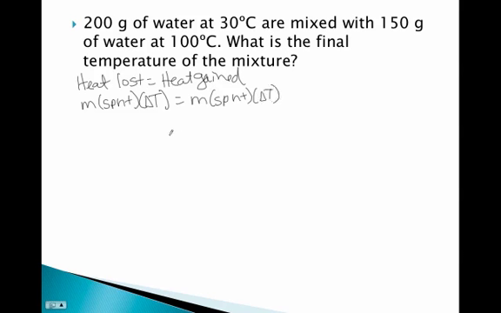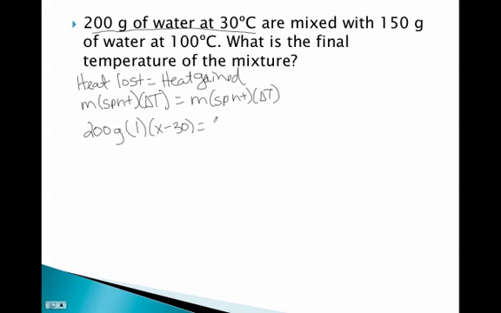Okay, so when I do this, I'm going to start with my 200 grams of water here at 30 degrees Celsius. Water is going to be in the liquid state, which makes the specific heat 1. Now the change in temperature is the tricky part. We know it's going to end up at a temperature higher than 30, but lower than 100. So to calculate that, I'm going to let x stand for my final temperature. I'm going to take x minus 30 over here. And then on the other side, it'll be the other way around.